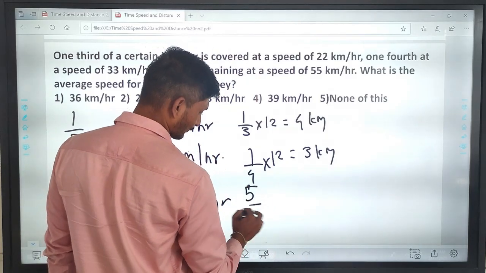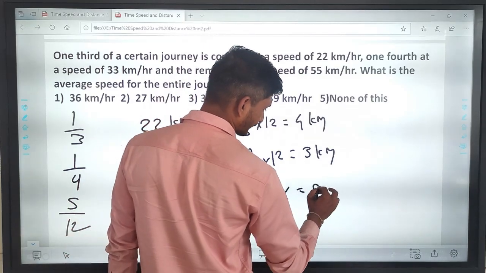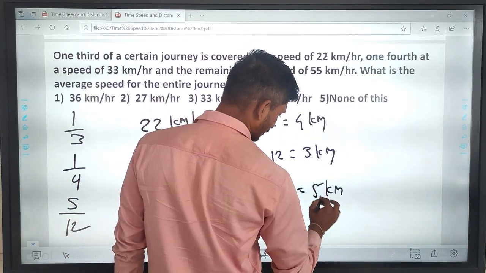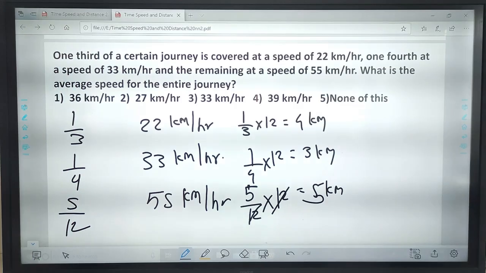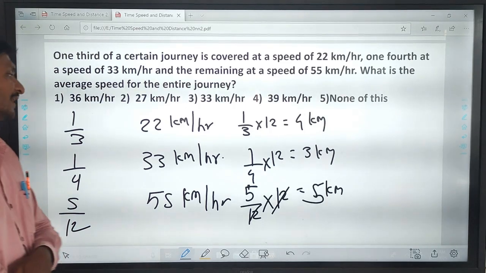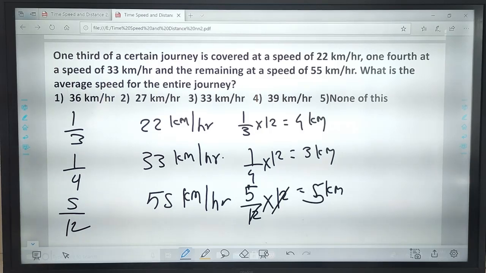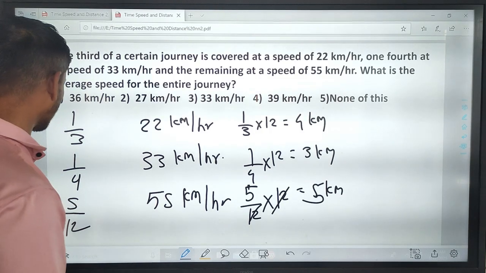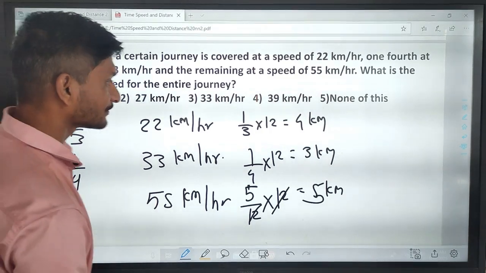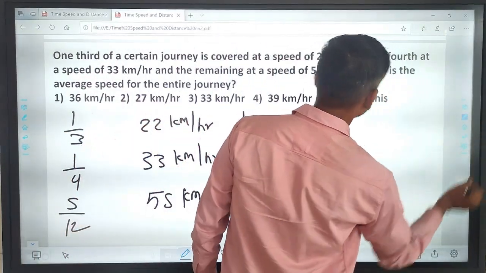And 5 by 12 of 12 km is 5 km. Now here we travel 4 km at a speed of 22 km per hour, 3 km at a speed of 33 km per hour, and 5 km at a speed of 55 km per hour. Then now we find the average speed.